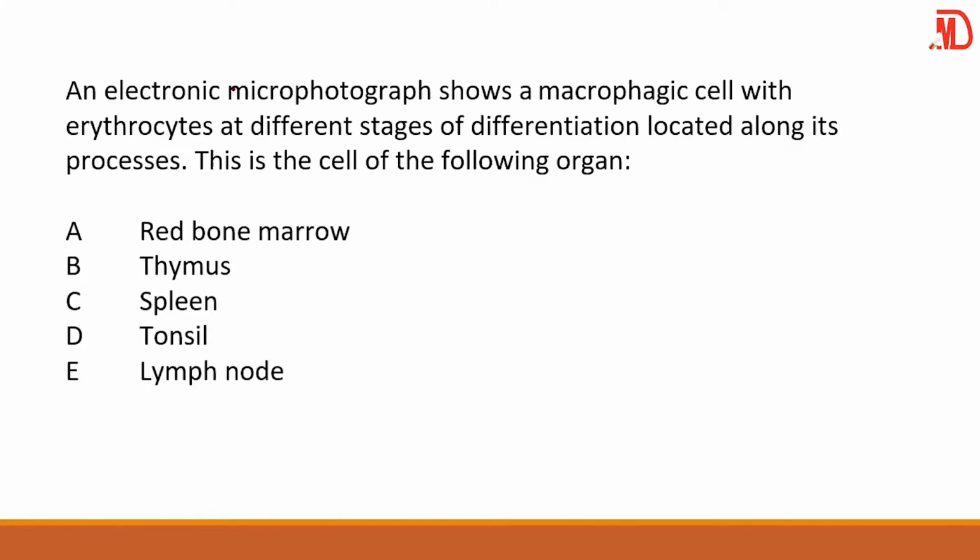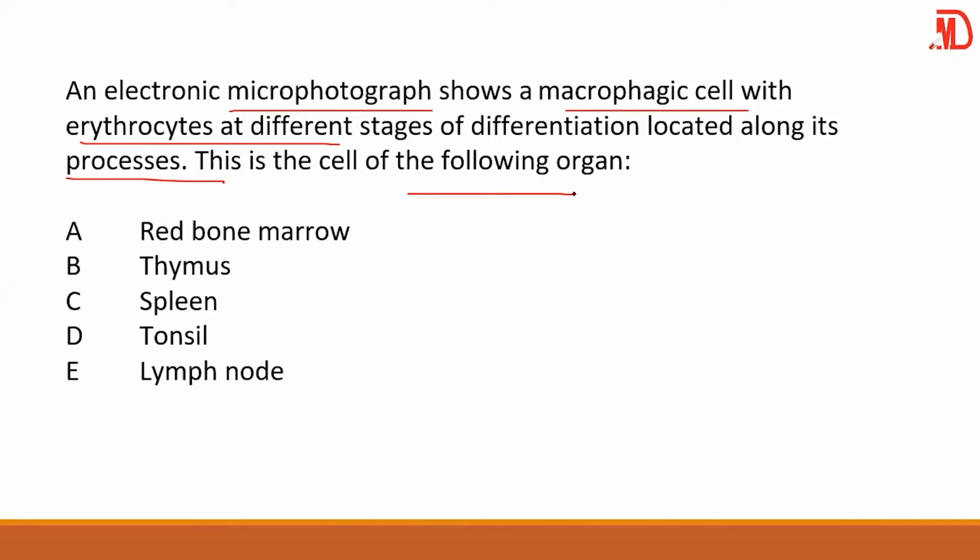An electron microphotograph shows a macrophagic cell with erythrocytes at different stages of differentiation located along its processes. This is a cell of which of the following organs? What they're trying to tell us is that you have seen a cell having macrophages, and they have a lot of erythrocytes, that is red blood cells, at different stages of differentiation.